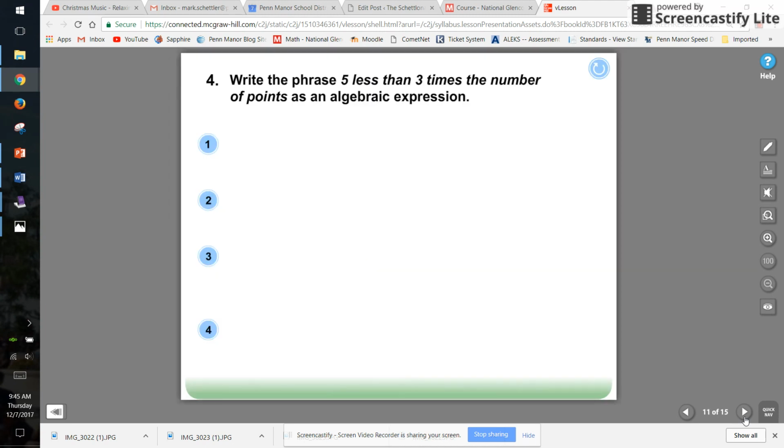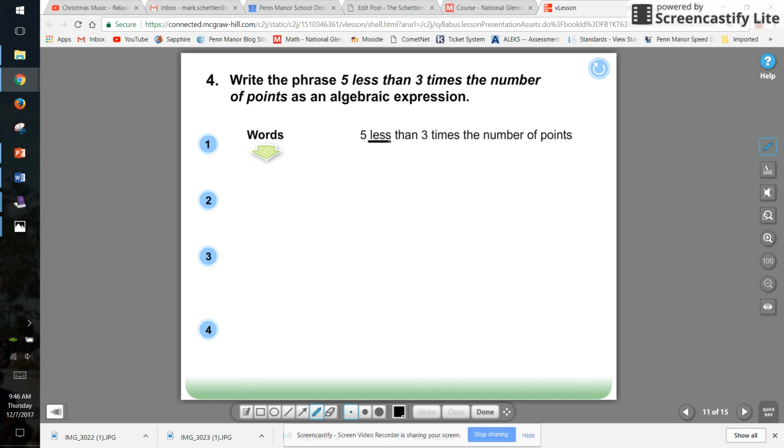This one here has, to me, two word phrases that are very important. Write the phrase 5 less than 3 times the number of points. All right, so to me, the word less, and when I think of less, I think of subtraction. I hope you do too. And this one literally tells me here, times, I think of that, I think of multiplication. Remember, in algebra, we're not going to be using x's anymore, but in this case, I'm going to use it anyway.